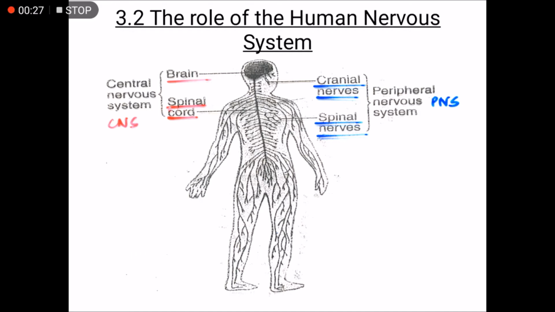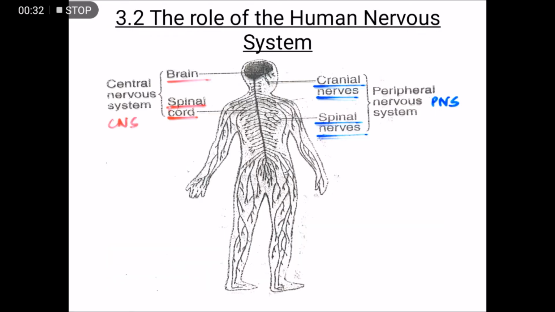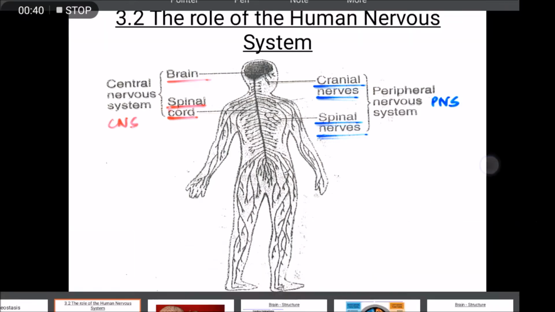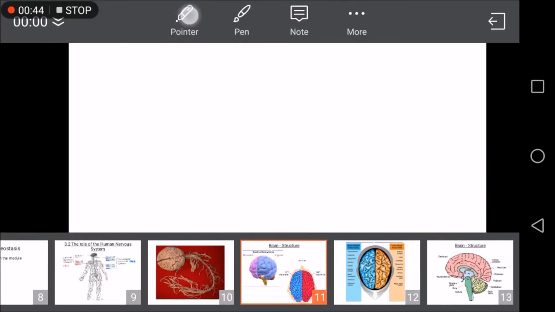So, the spinal nerve runs from the spine, the spinal cord. Okay, the cranial nerve branches out from the brain, so you can see in the diagram over here. Okay, next one. Okay, what we have here.